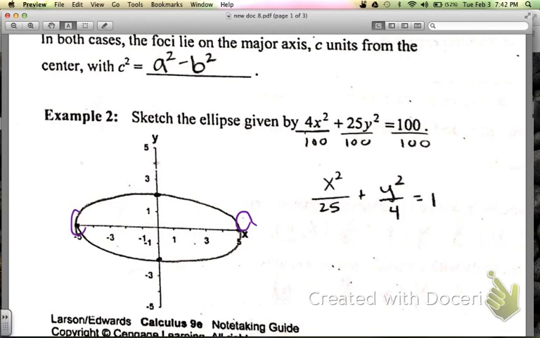So here's 5 and 5 on the x-axis, and 2 on the y-axis, and then you just connect them using the best ellipse that you possibly can. And that's how you sketch one.